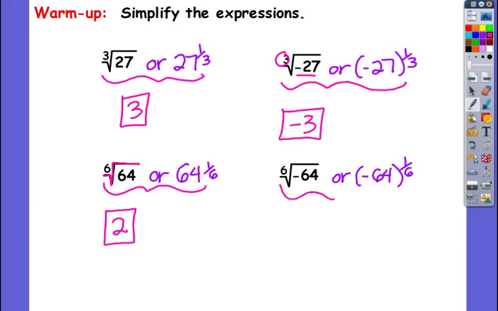On the fourth one, what number can you raise to the 6th power to get negative 64? This is a case where if I'm just looking over the real numbers, there's no real number I can raise to the 6th power to get negative 64. If I were including imaginary numbers, 2i to the 6th power would be equivalent to this. But in this chapter, we're really not considering the imaginary numbers. We're just looking at real numbers.